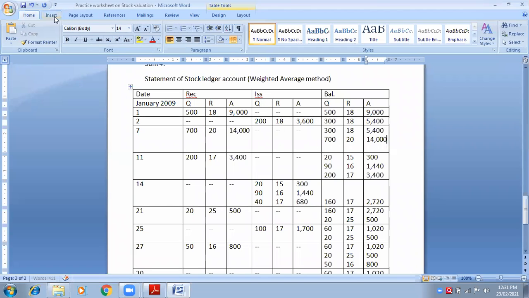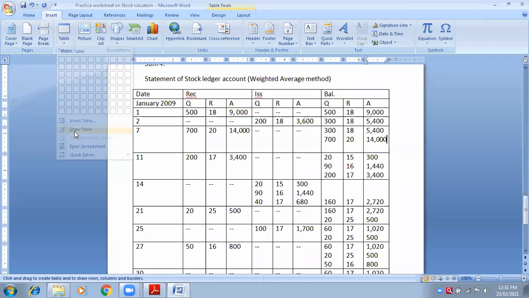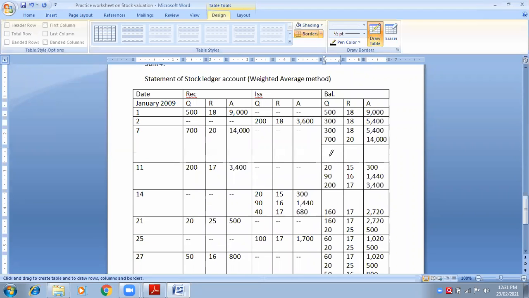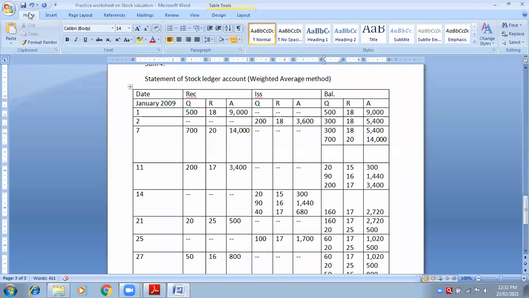Listen first and then write down. Now we have to draw a line after 700. When we were doing the FIFO method, we were not adding; we were just showing 700 after 300. But in the weighted average method, we have to literally add. We have to add it and show the total. What is the total of 300 and 700? 1,000. Okay, what is the total amount? 5,400 and 14,000.